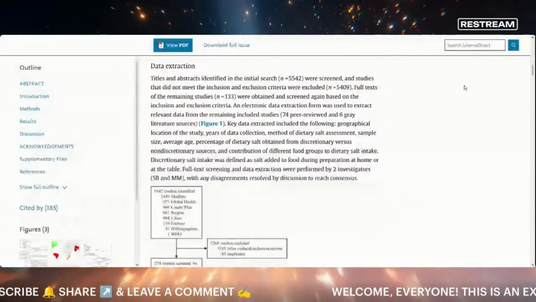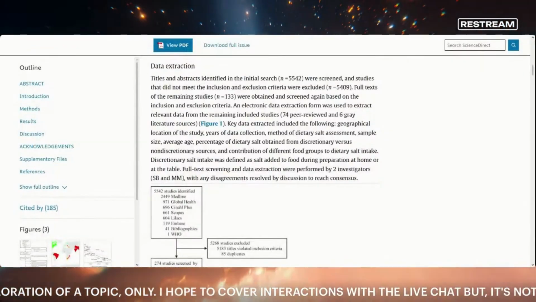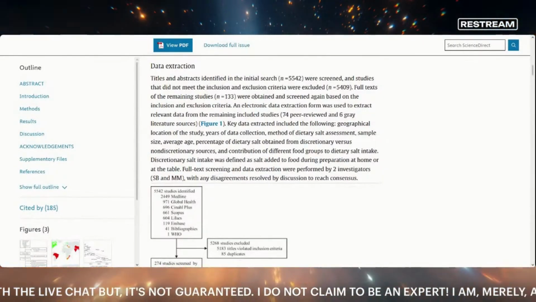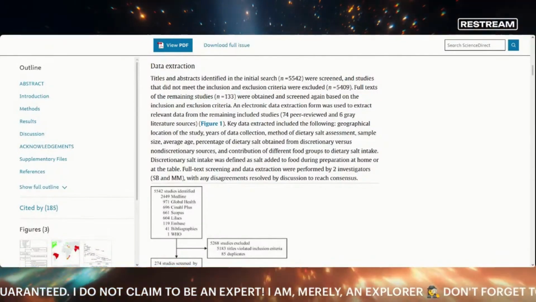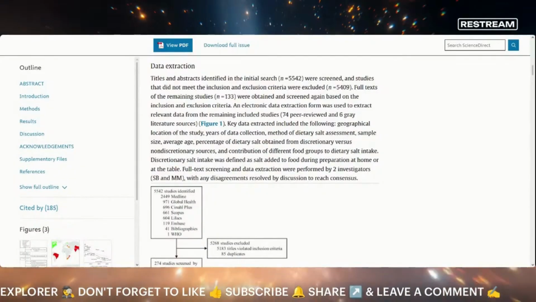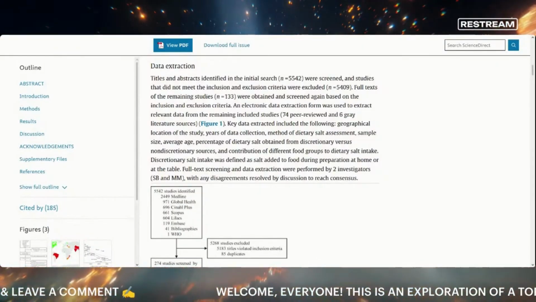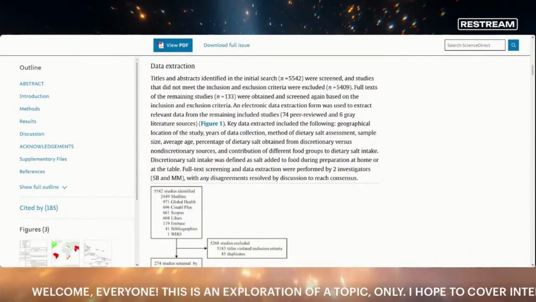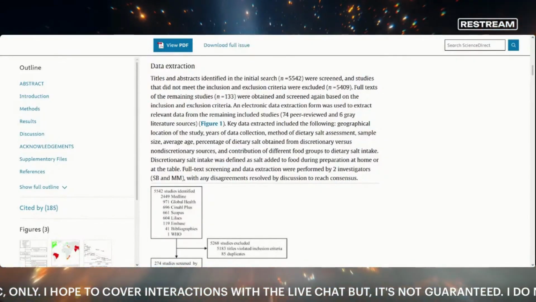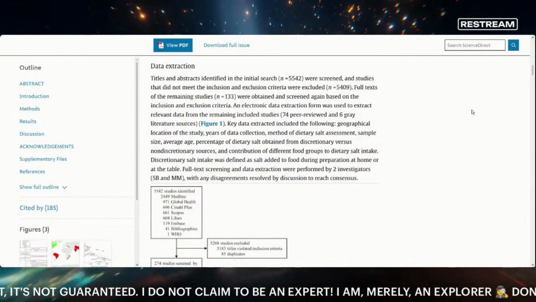Data extraction. Titles and abstracts identified in the initial search, 5,542, were screened, and studies that did not meet the inclusion and exclusion criteria were excluded. It's 5,409. Full texts of the remaining studies, 133, were obtained and screened again based on the inclusion and exclusion criteria. An electronic data extraction form was used to extract relevant data from the remaining included studies, 74 peer-reviewed and 6 grey literature sources. Figure 1, which we will see as we scroll down.